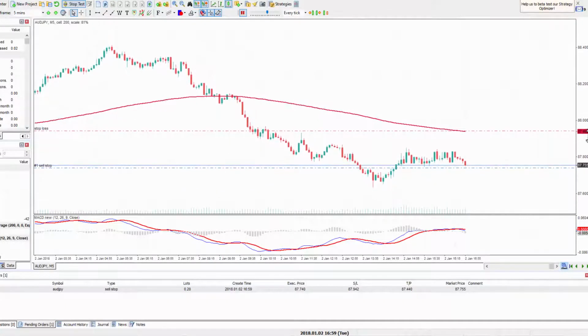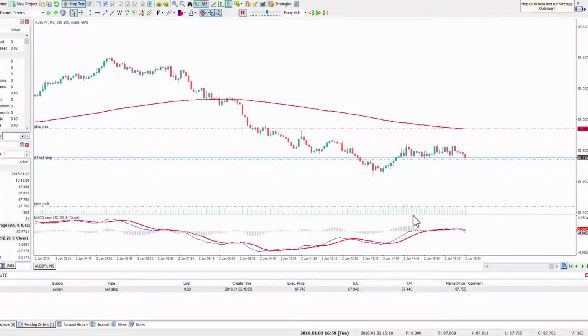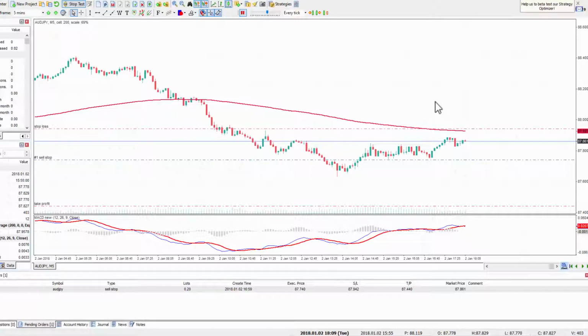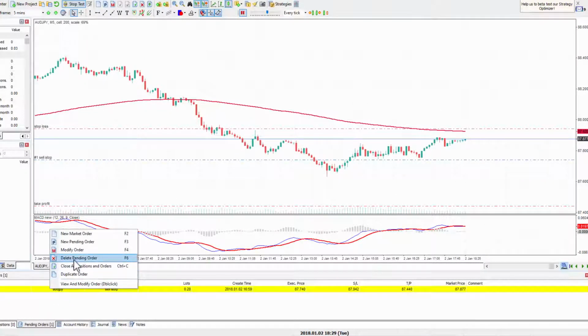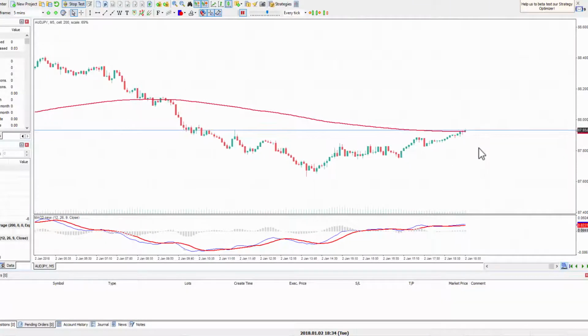Let me just zoom out a little bit. So here's the trade setup. Now let's see what happens. Okay, goes against us, doesn't enter. So I will just delete this pending order and wait for another signal.